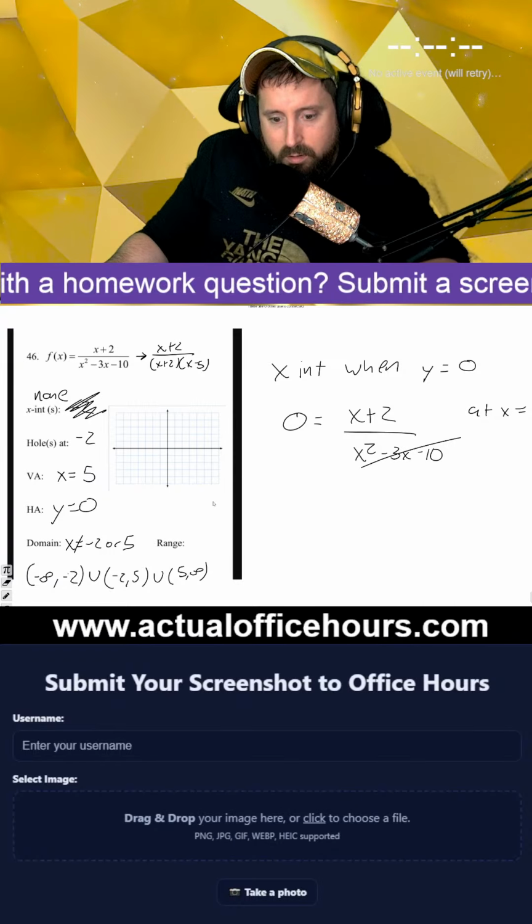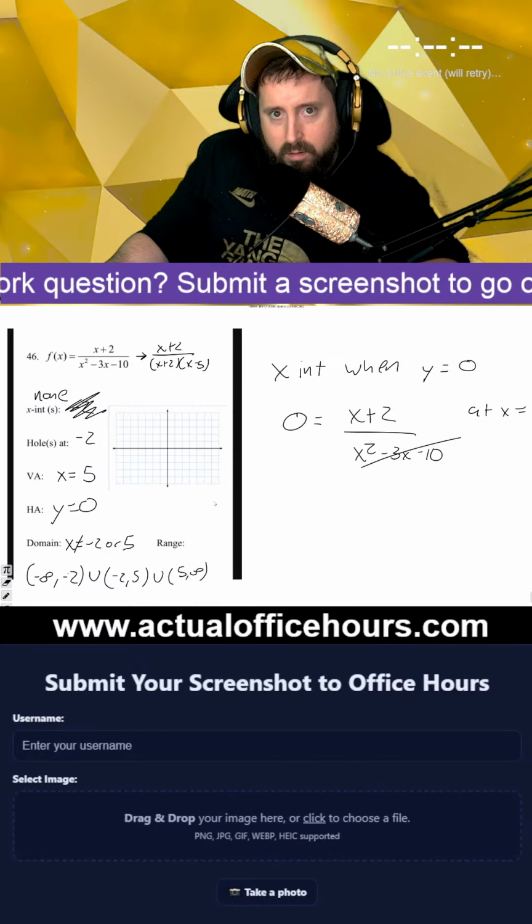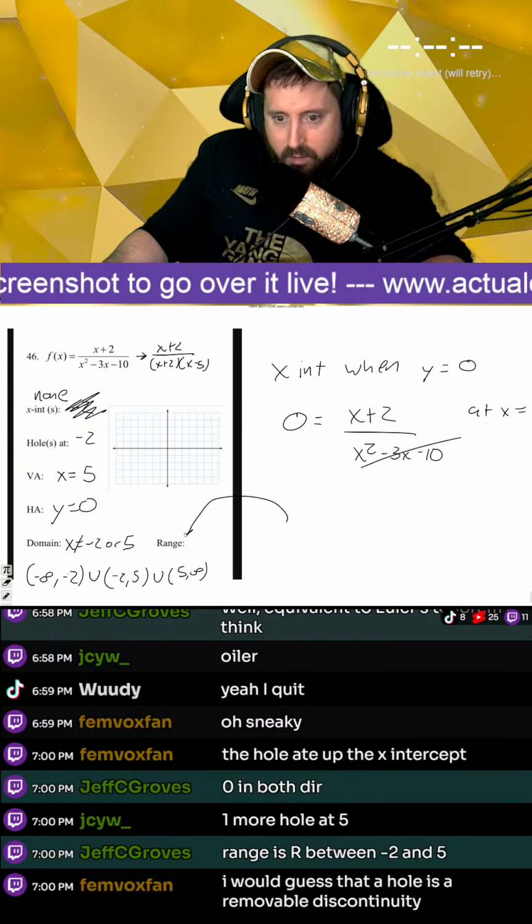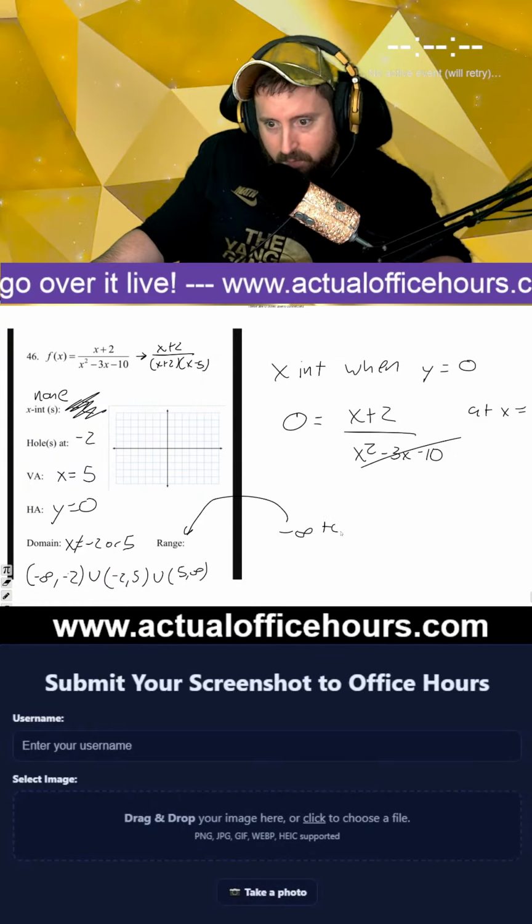Range. What? Yeah, a hole is a removable discontinuity. That's what they mean. Range? Well, range is from negative infinity to infinity.